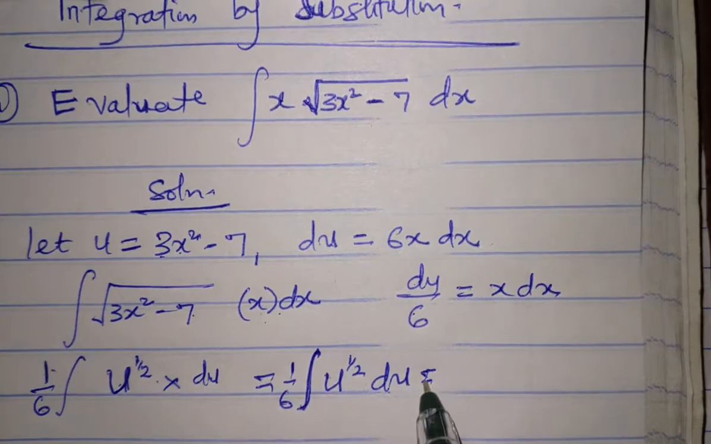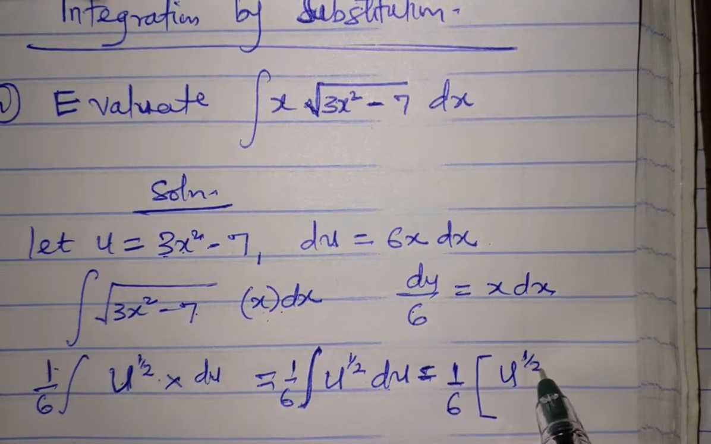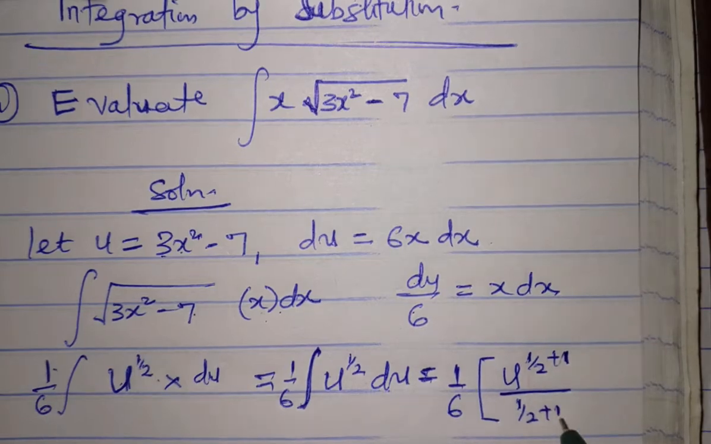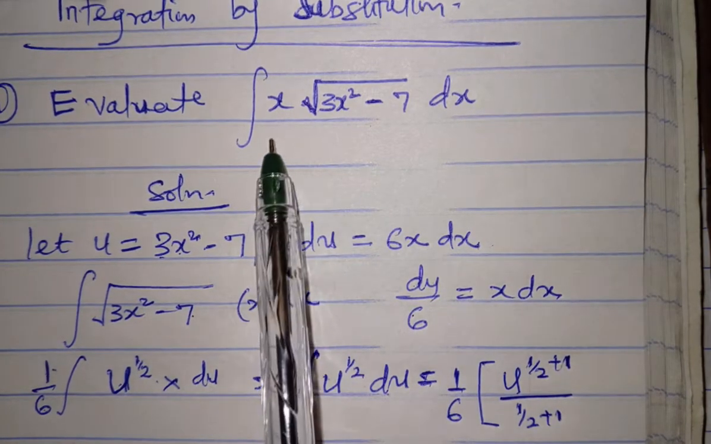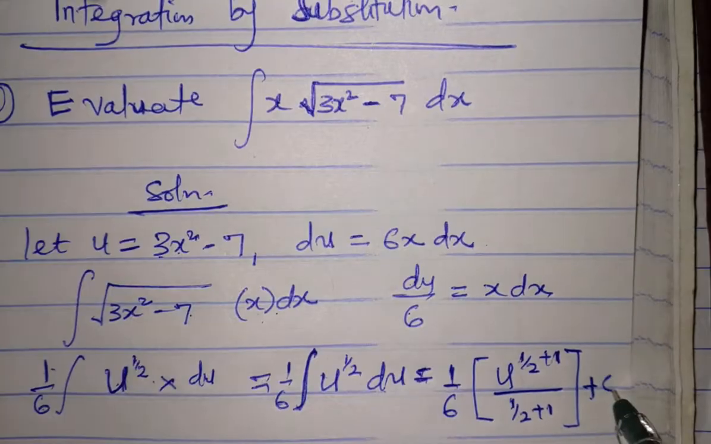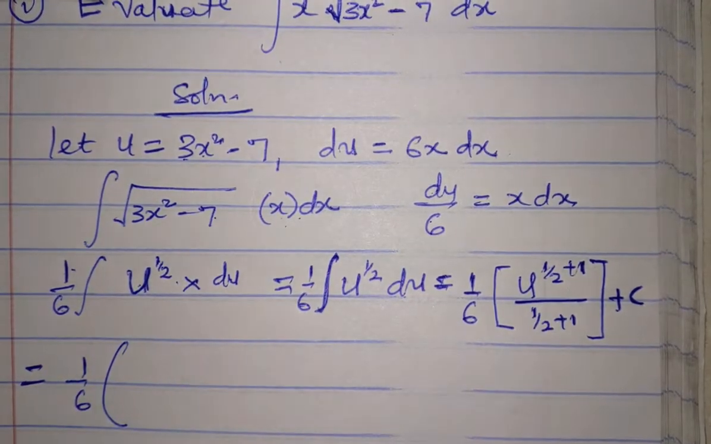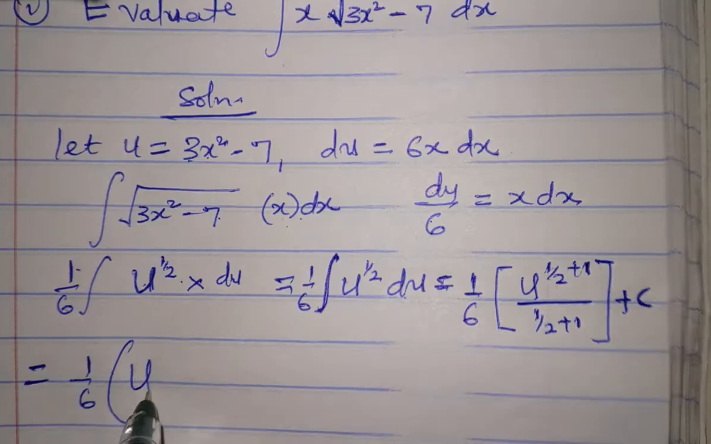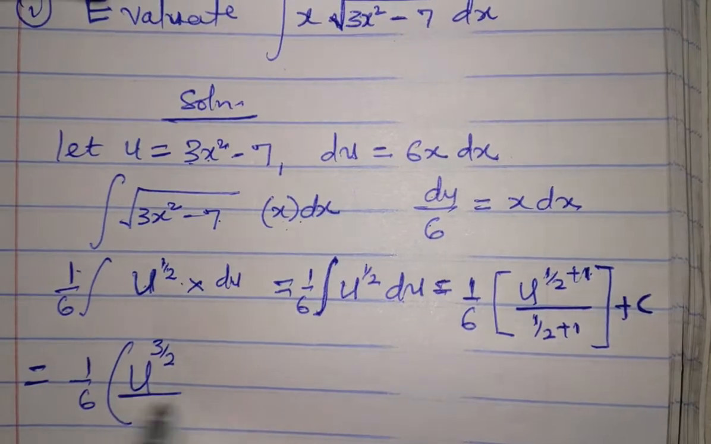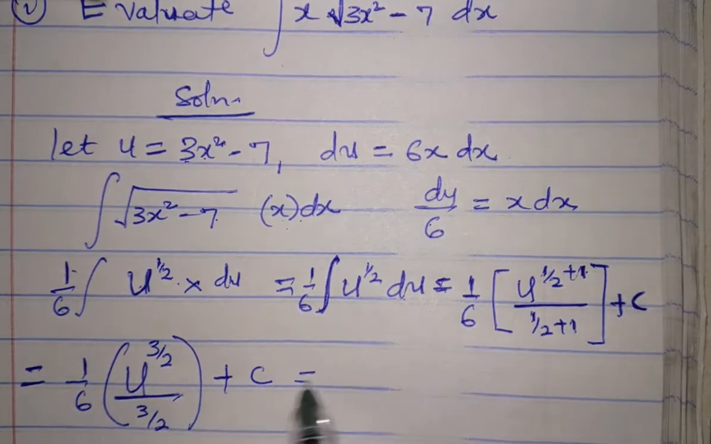Okay? So going by the formula for integration, we have 1 over 6 times u to the power of 1 half plus 1 divided by what? Half plus 1. And because the integral is what? Indefinite, it does not have bounds, no lower and upper limit. We'll add an arbitrary constant, c. So this is it. 1 over 6, u to the power of 1 half plus 1 is u to the power of 3 over 2. 2 times 1 is 2 plus 1 is 3. 3 all over 2. Divided by 1 half plus 1 is also 3 over 2, plus c.